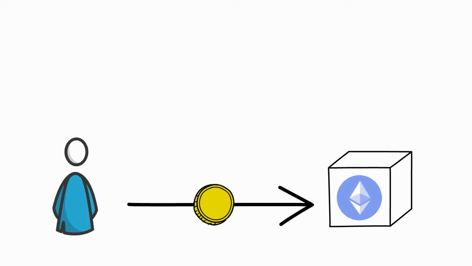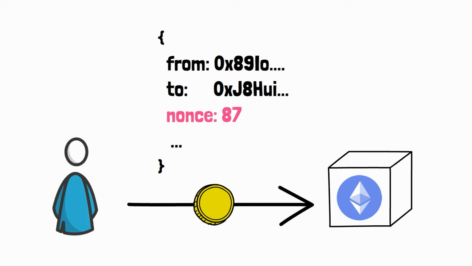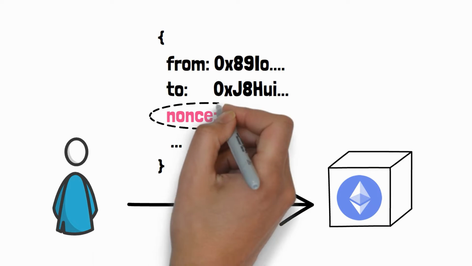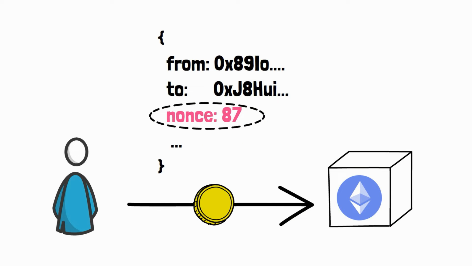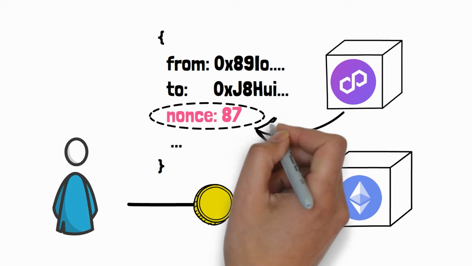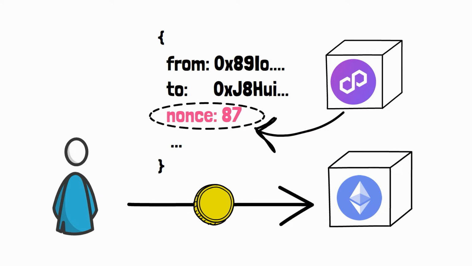First, when a user locks his token on the first blockchain, the transaction contains a nonce. A nonce is a number to identify each transaction. The smart contract on the second blockchain can use this nonce to prevent the same transaction from happening again.